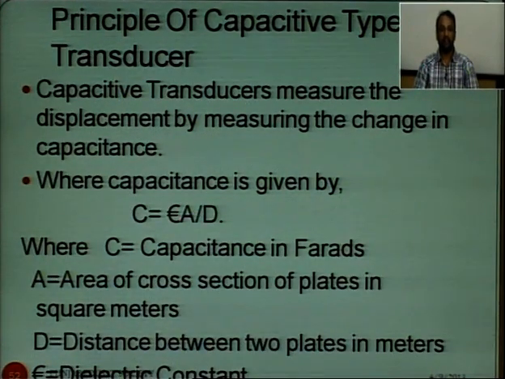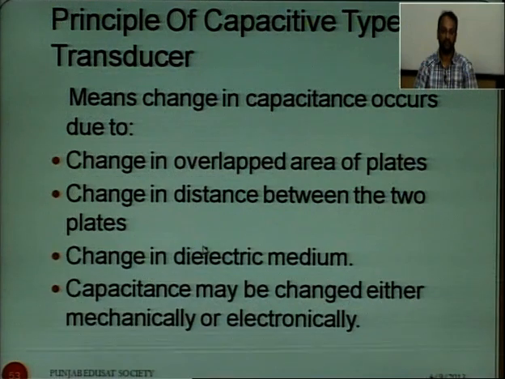Capacitive transducers measure the displacement by measuring the change in capacitance. The relation we get is C, the value of capacitance in farads, is equal to εA upon D, where ε is the dielectric constant, A is the area of cross section of plates in square meters, and D is the distance between two plates in meters.